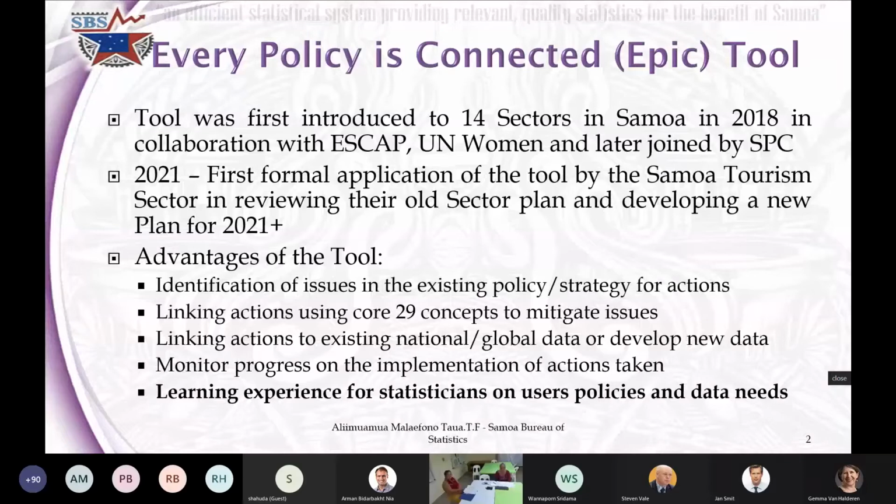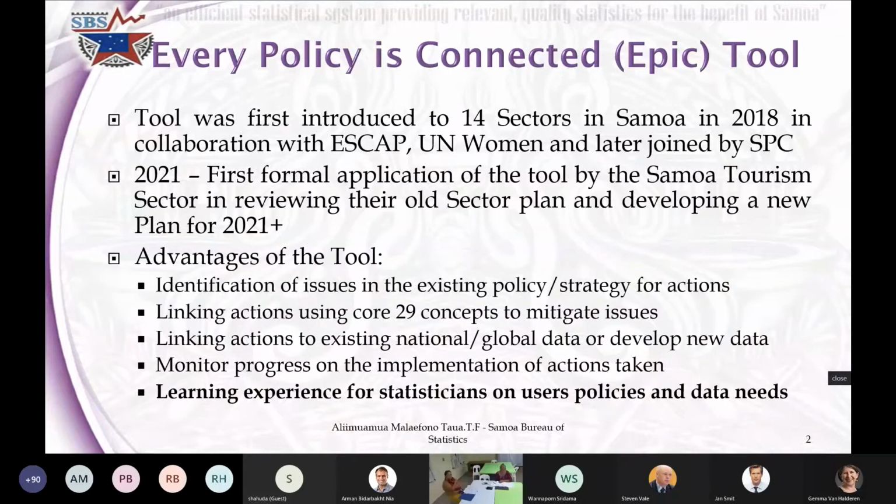This was in collaboration with ESCAP and UN Women, and was later joined by our regional arm, the Secretariat for Pacific Communities. After several workshops with the team, we finally had the Samoa tourism sector, one of the first sectors whose old sector plan was due, and they were developing a new plan. So they decided to adopt this tool to review their old sector plan, in the hope of developing a new plan for 2021 and the future.